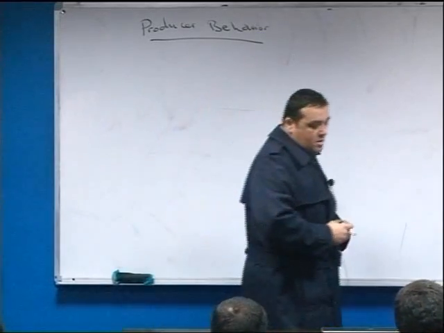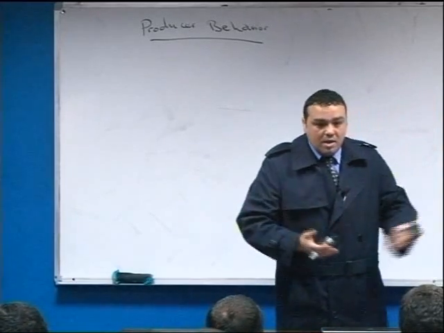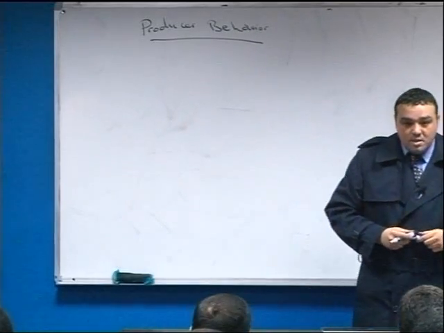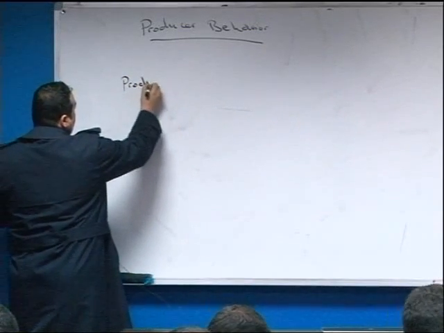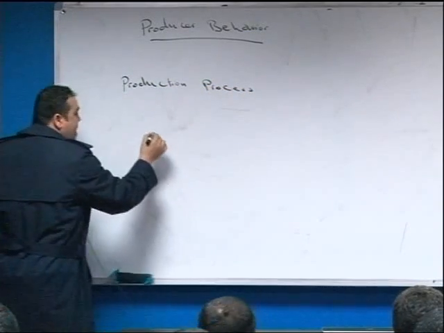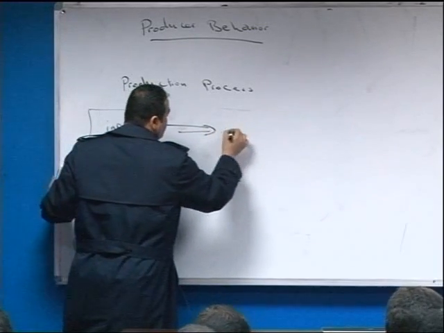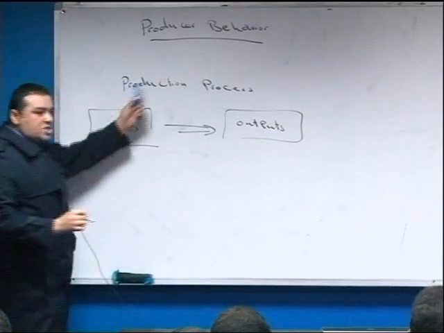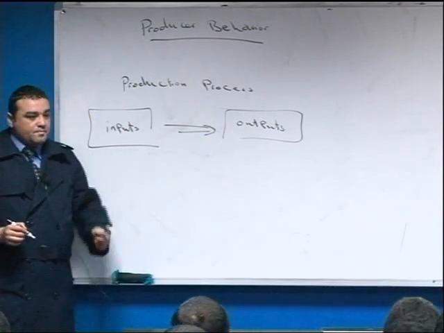As you know, all the products, the cheese, tables, etc., need inputs to be produced, right? So the production process is what? We have inputs and outputs. The production process is the conversion of inputs to outputs.